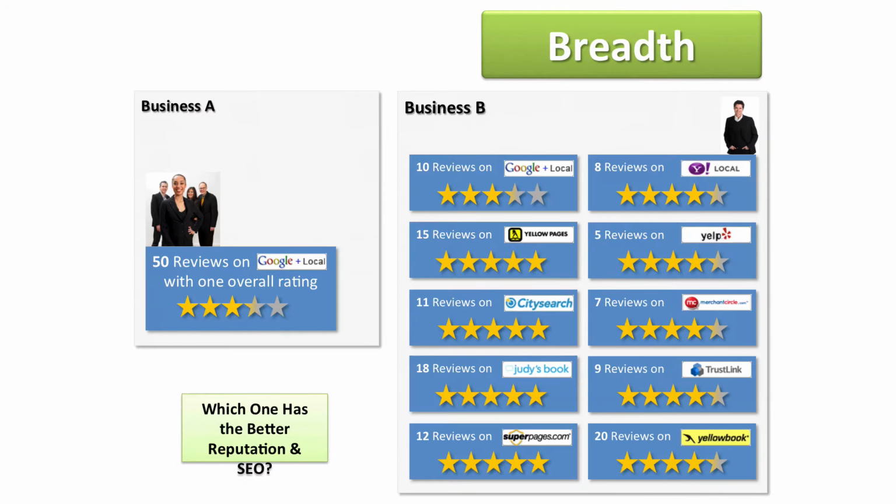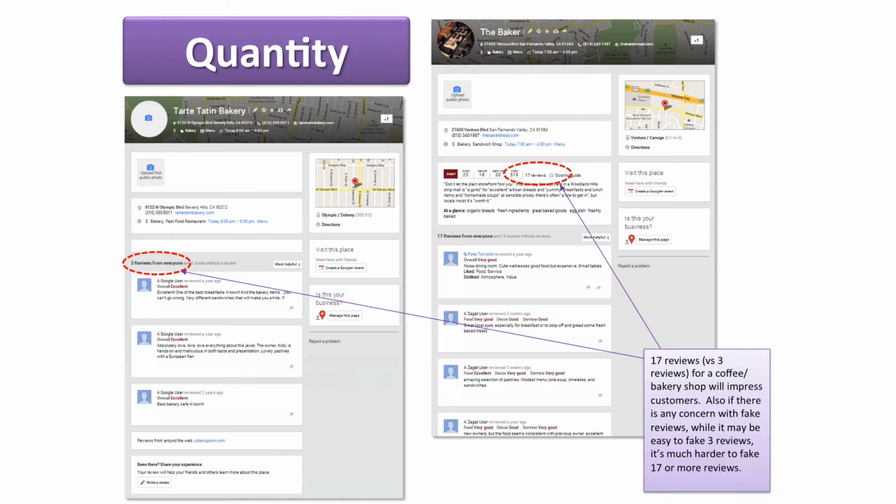Now, another way to look at it is from a reputation and SEO perspective. If you have 2 businesses, Business A and Business B, Business A has maybe a lot of reviews on Google. Business B has their reviews spread across many review sites. Which one has the better reputation and the better SEO? So obviously the one with Business B, which has the most breadth. Right, exactly. So having breadth of reviews on a lot of review sites and having your listings on a lot of review sites is very important from a search perspective and from a reputation perspective.